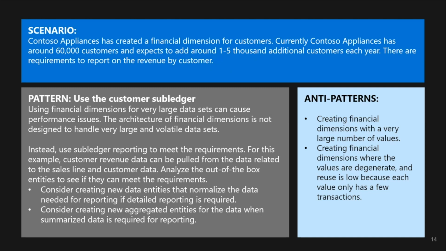Same for aggregated entities. And the anti-patterns here are creating financial dimensions with a very large number of values, and more importantly, in this case, I think this is a case of duplicating a subledger value in financial dimensions, which any sort of duplicating is always something to be at least questioned, if not rejected straight up. And then it also gets into degenerate dimensions where the reuse is low, because the reason we worry about reuse or lack of reuse is because creating a dimension is quite expensive.